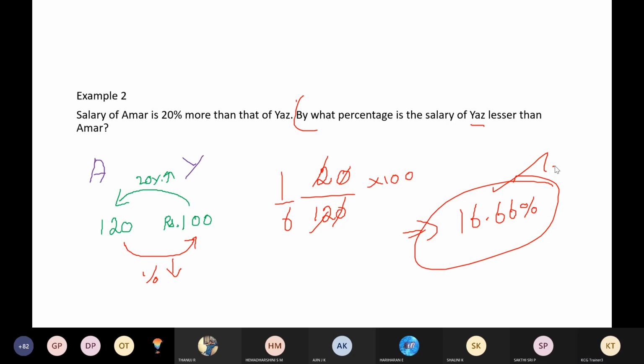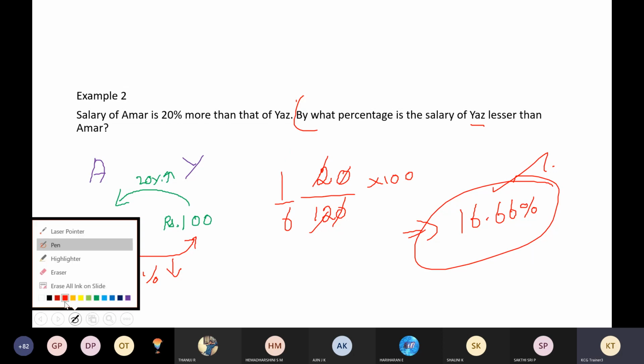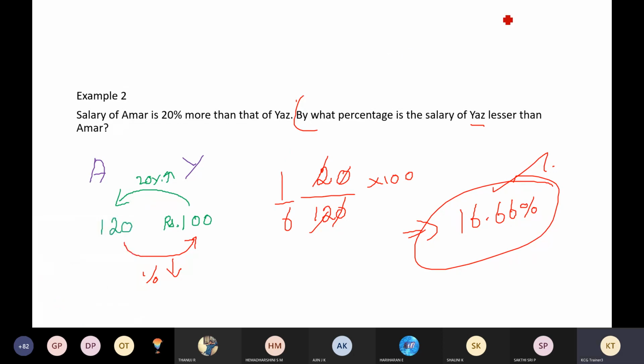Very good. Super, guys. So listen here. There is one more method which I want you guys to remember. For questions like these, you should remember this concept: if 1 by n increases, 1 by n plus 1 should decrease.